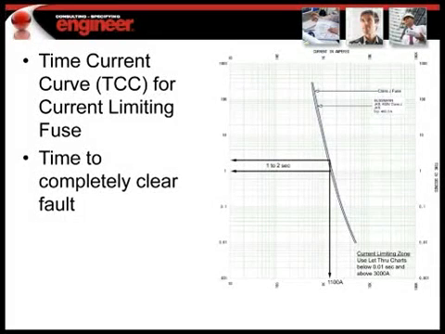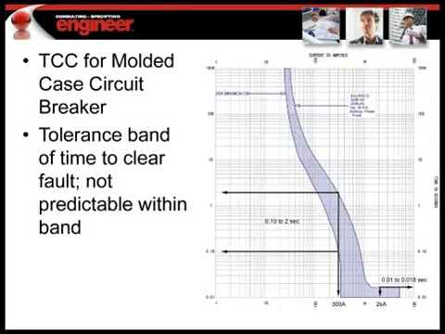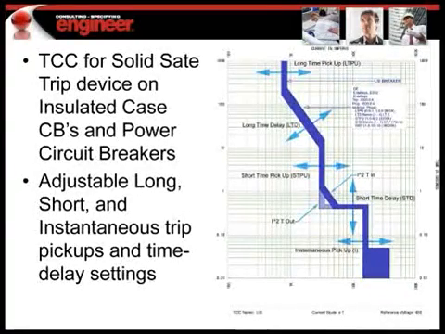The tools we have for selective coordination include fuses, and this is a typical curve that you might find for a Class J current limiting fuse. Molded case circuit breakers can be used in power distribution systems to provide overcurrent short circuit protection. And then you can use insulated case or power circuit breakers.